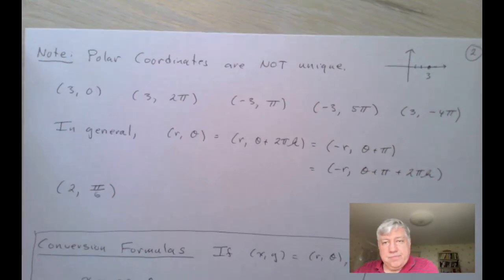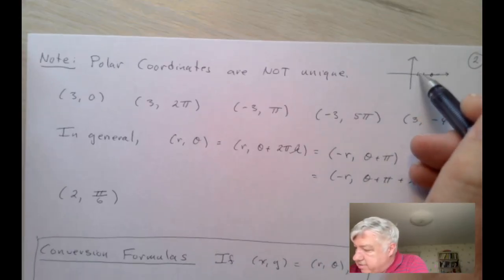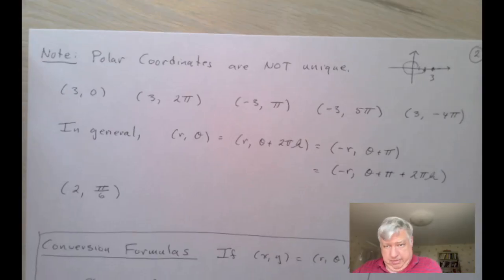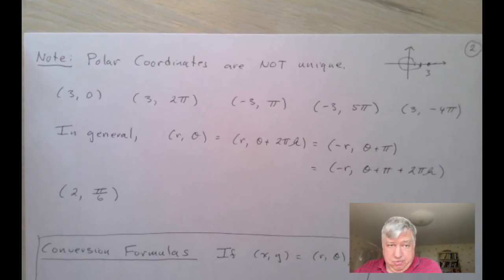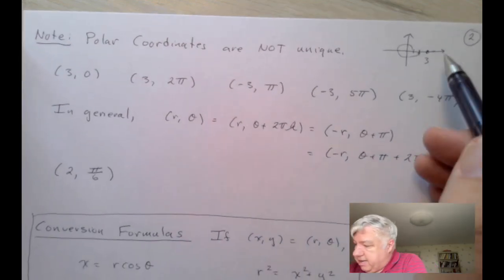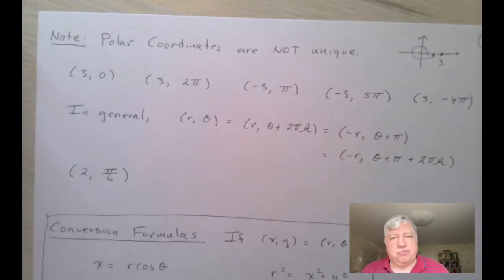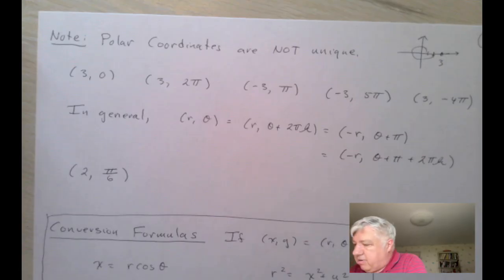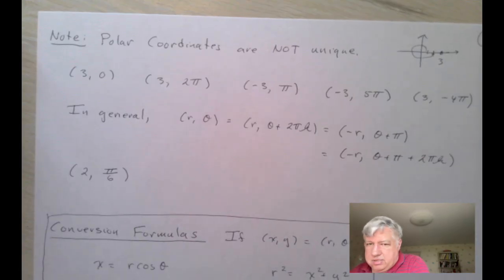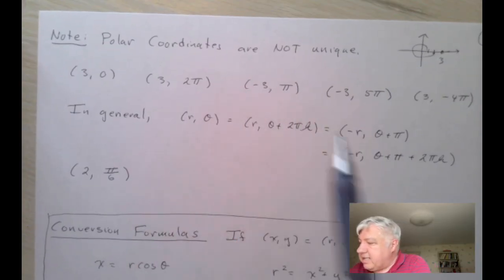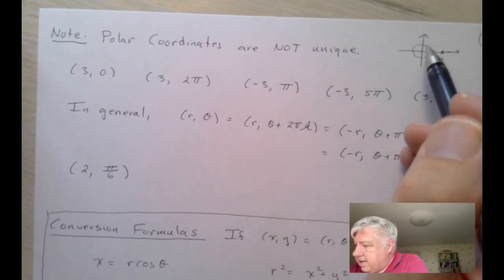But we can see that we can add one revolution to this. Adding one revolution is 2 pi, so we could replace 0 with 2 pi and get the same point. We could also allow r to be negative, and this is kind of weird because we said r was distance, and usually we say distance can't be negative. But for various reasons we allow r to be negative, as long as we understand what our angle theta is.